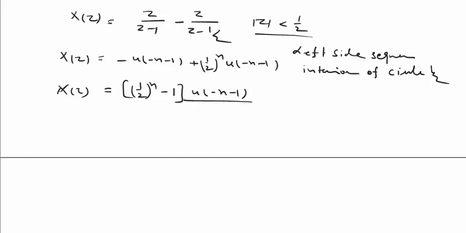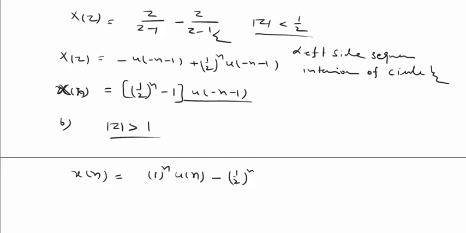In part B, the ROC is greater than 1. We can directly write down the expression for x[n]: 1 power n u[n] minus half power n u[n]. If the ROC is greater than 1, it is (1 minus half power n) u[n]. By considering both ROCs we can generate the inverse of it.